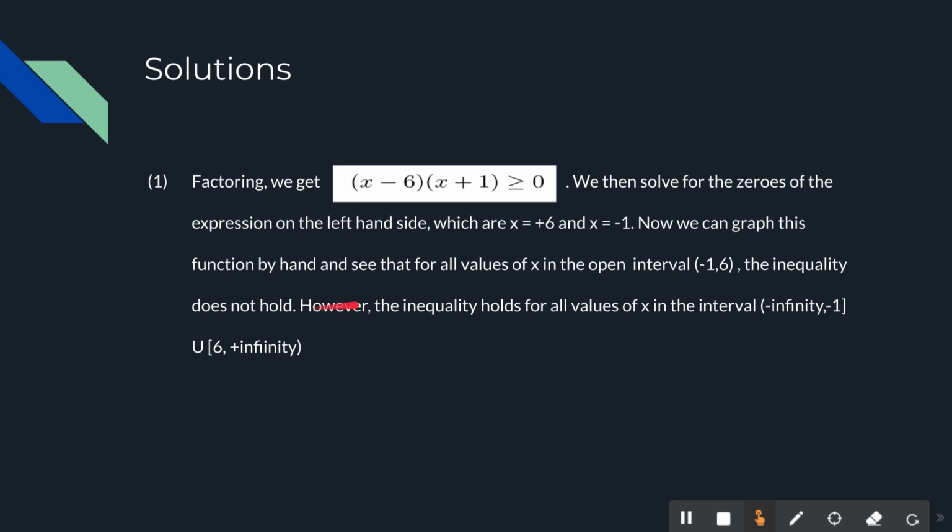Now we can graph this function by hand. It's not that hard. We see that for all values of x in the open interval negative 1, 6, the inequality does not hold. So this inequality holds true for all values of x in the interval negative infinity, negative 1, closed, and the closed interval 6 to positive infinity. So basically we're saying this inequality is true for all values of x that are less than or equal to negative 1, and all values of x that are greater than or equal to 6.